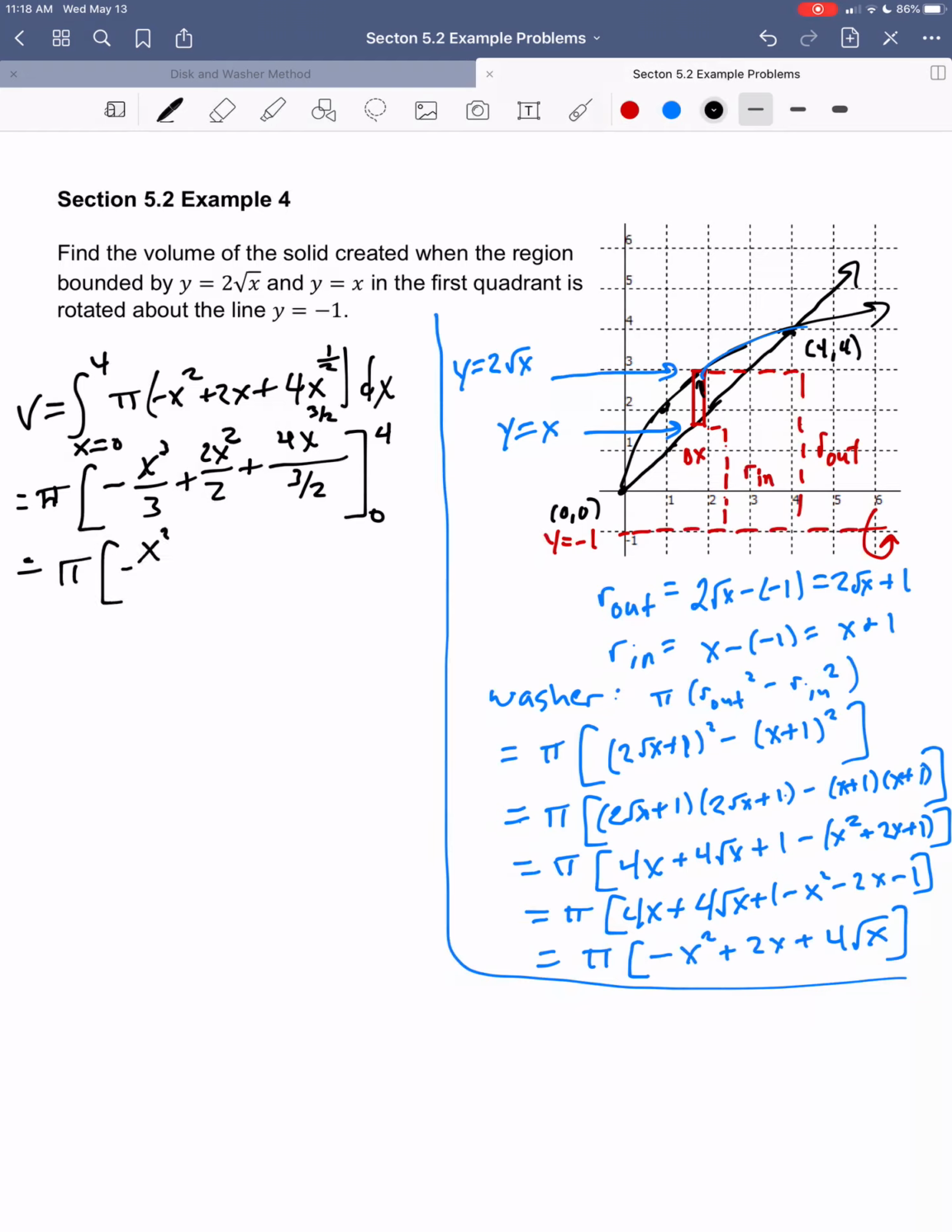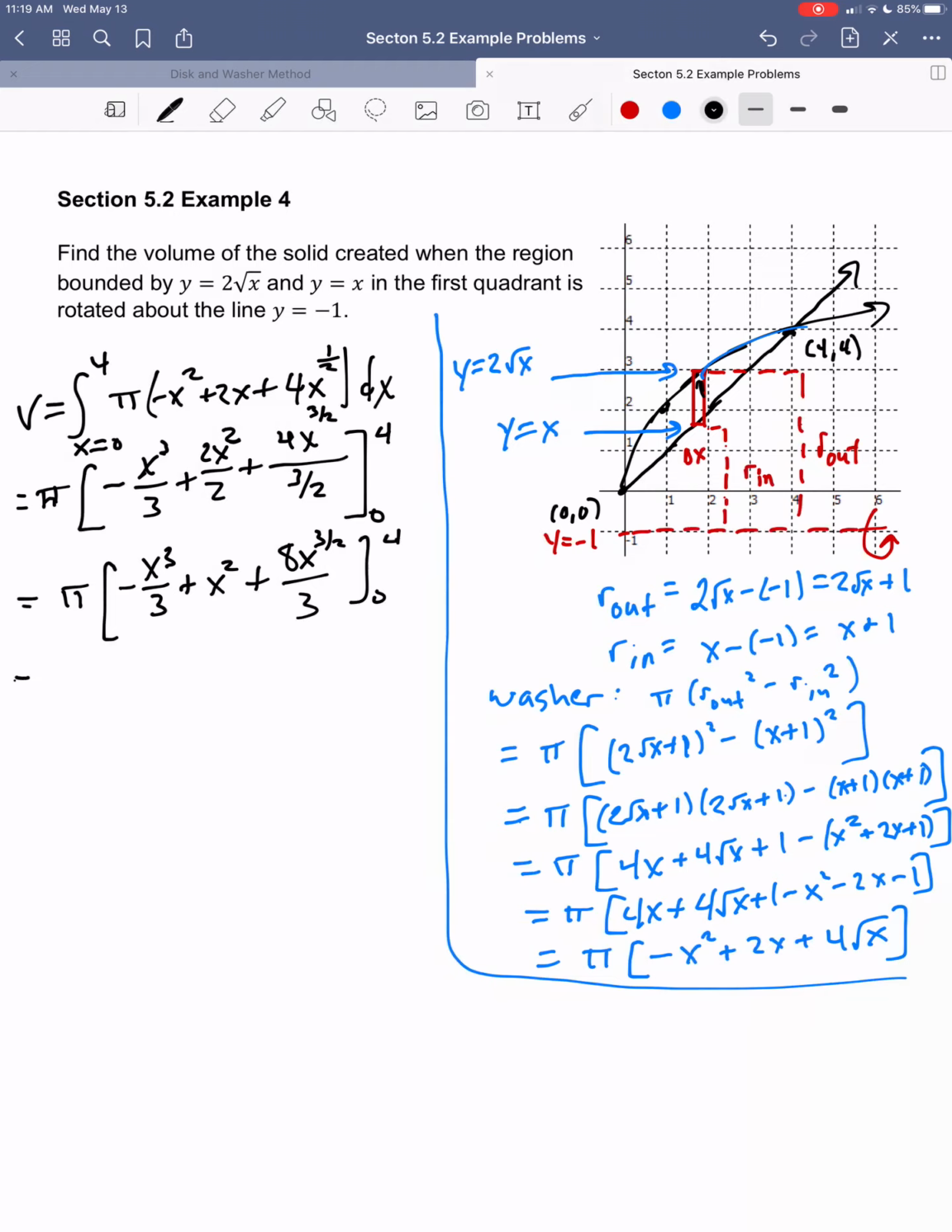So negative x to the third over 3 plus x squared. When I divide by 3 halves, that's the same thing as multiplying by 2/3. So 4 times 2 is 8. So I'm going to get 8x to the 3 halves all over 3. Let me do this just a little bit lower. So we get 8x to the 3 halves over 3, evaluated from 0 to 4.